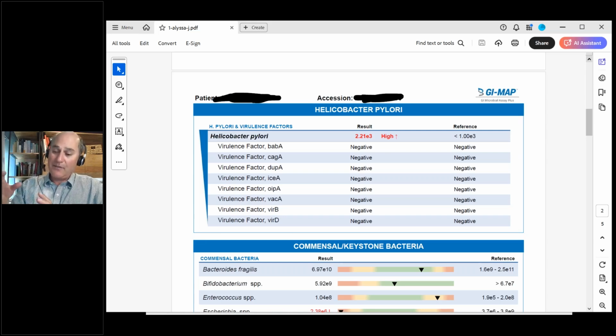And so I kind of hinted at this earlier. If you want to have some kind of an initial program before you go after H. pylori, you can't just meet a patient, see they have H. pylori, and then go after it immediately. That just doesn't work. It's just too much too quickly.